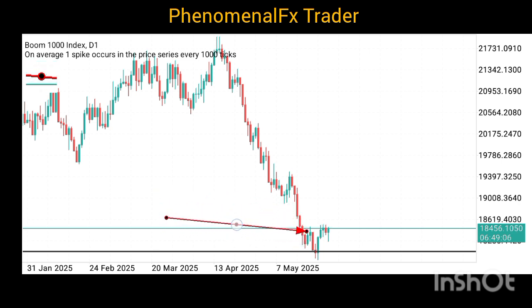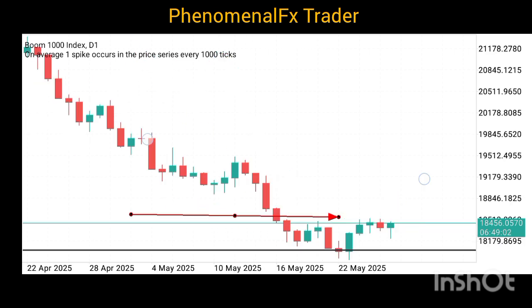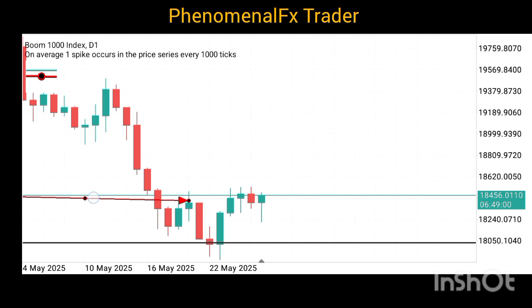On getting to this level, it rejected. It tried to buy again with this bullish candlestick. There was another rejection right here. So now you can see the market sold, got to this level, and came back to this same zone again. You see the rejection.